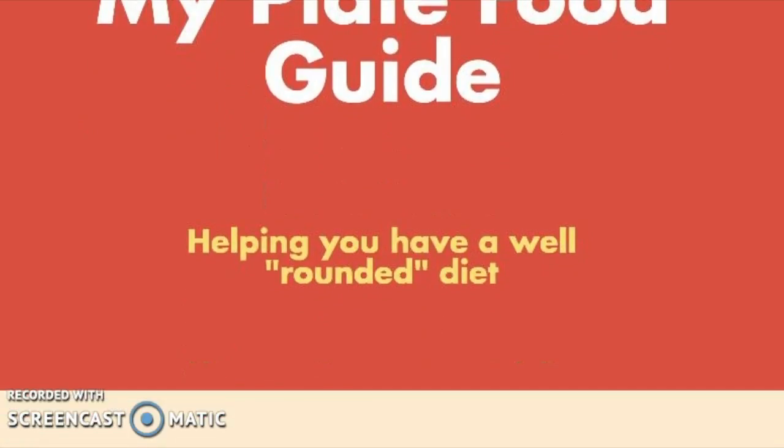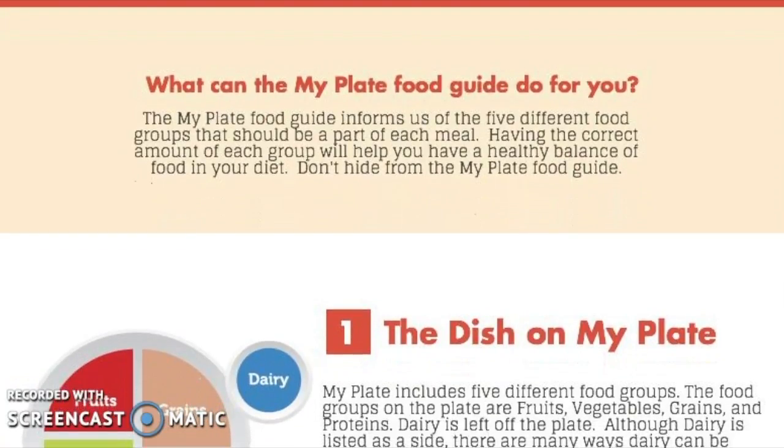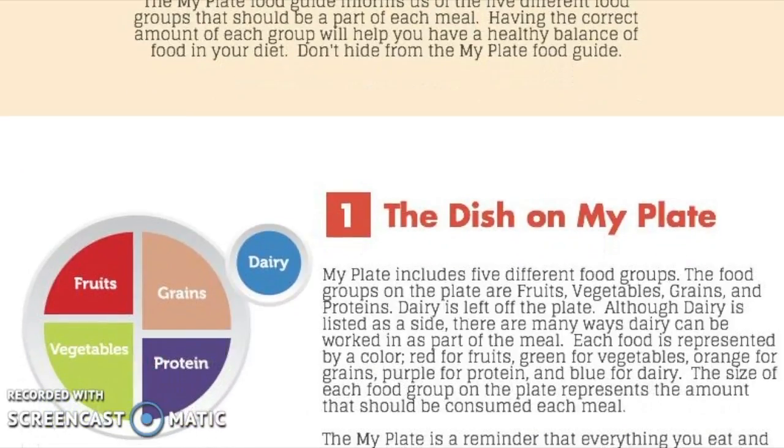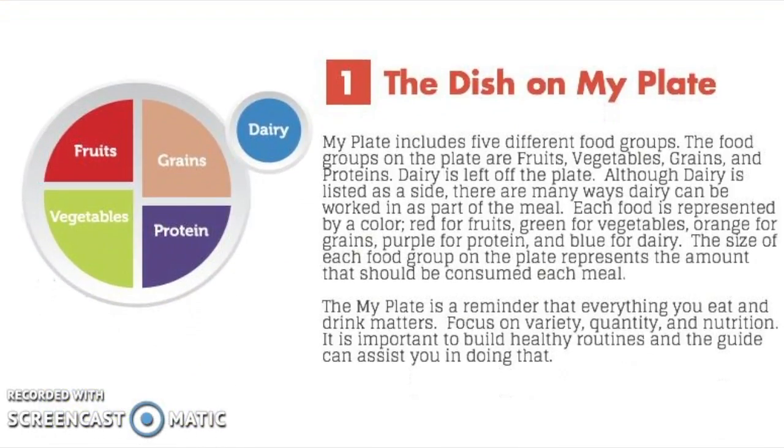The MyPlate Food Guide was designed and introduced in 2011. MyPlate includes 5 different food groups. 4 of these food groups are included on the plate, and 1 food group is included as a side. The food groups on the plate are fruits, vegetables, grains, and proteins. Dairy is left off of the plate.